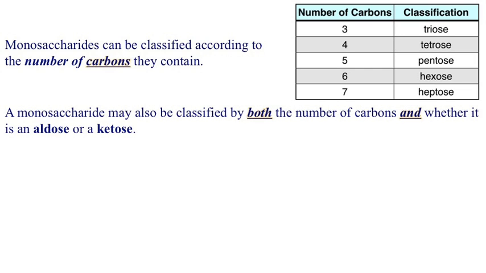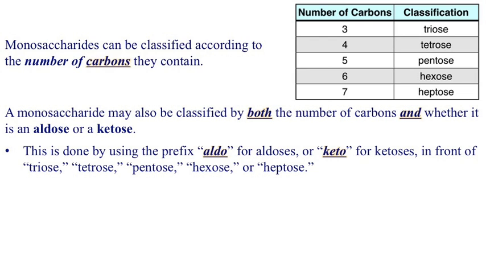A monosaccharide may also be classified by both the number of carbons and whether it's an aldose or a ketose. This is done by using the prefix aldo for aldoses or keto for ketoses in front of triose, tetrose, pentose, hexose, or heptose.